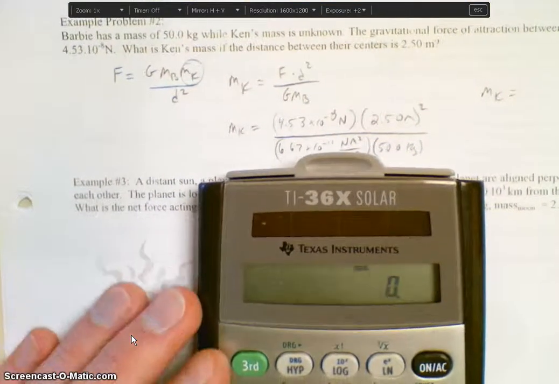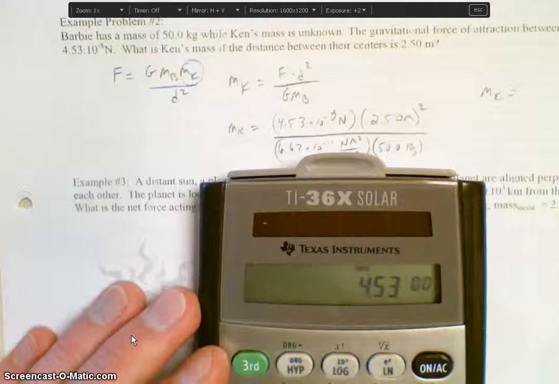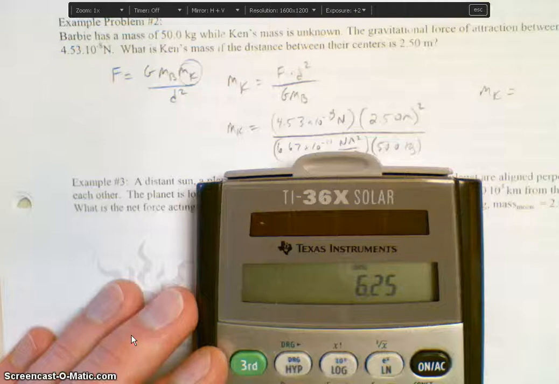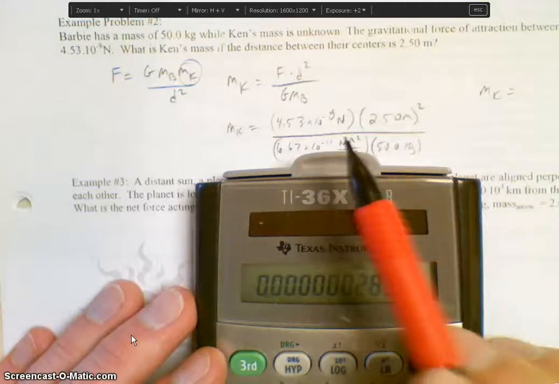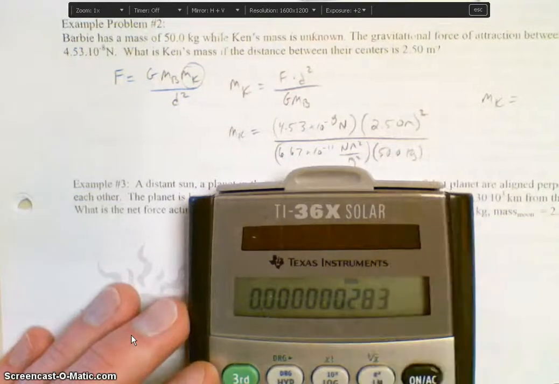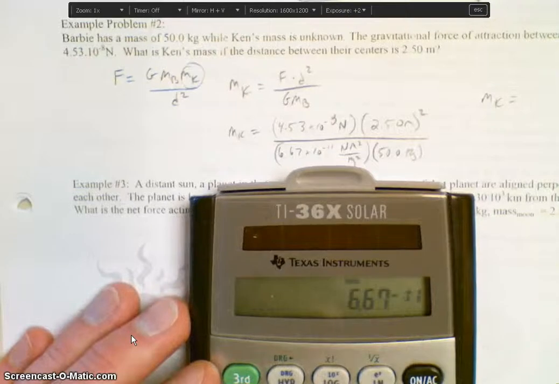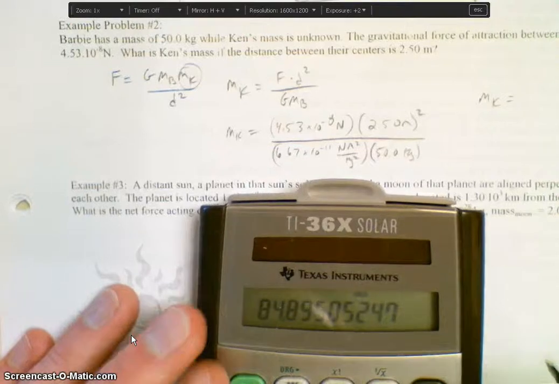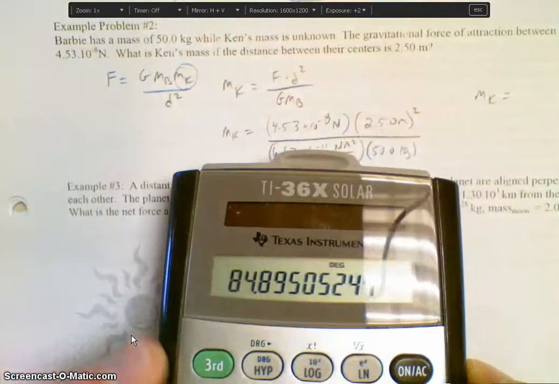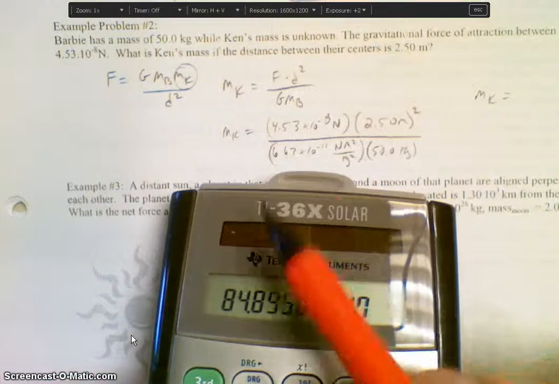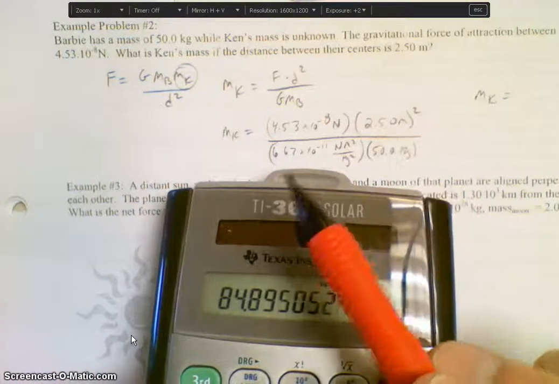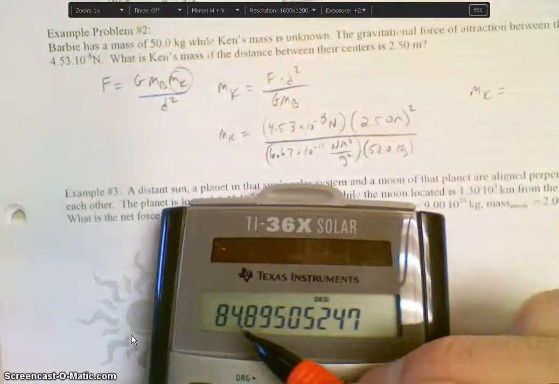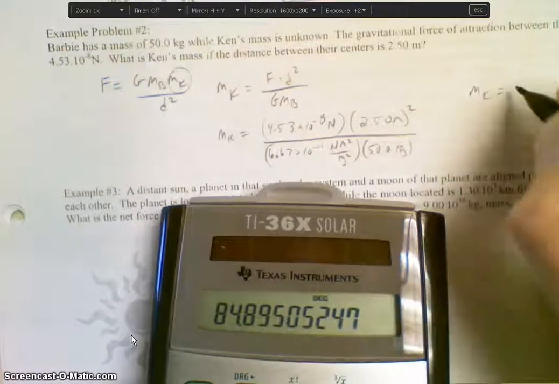The first thing I'm going to do is type in 4.53 e negative 8 times 2.5 squared equals, so that's my numerator, and then I'm going to divide by these two quantities. So I'm going to divide by 6.67 e negative 11 and then divide by 50, and I get a value, and that is Ken's mass. And again, if I look at digits, I have 3 significant digits, 3 significant digits, 3 significant digits, and 3 significant digits. So my answer is good to 3 digits. So 84 point, and that becomes a 9.